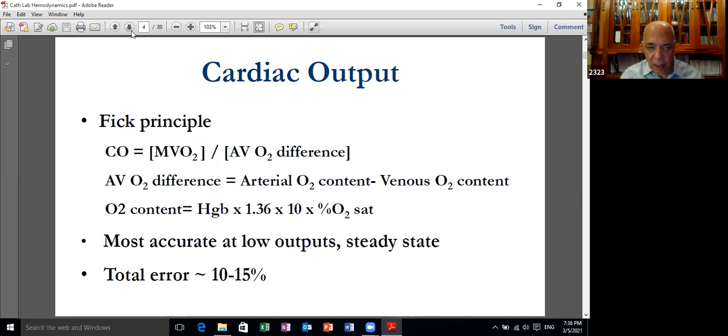So the Fick principle is most accurate when we have conditions with low cardiac output and a steady state. So if you have a large difference between the arteriovenous oxygen content, that's the situation where the Fick principle applies to the best of its utilization. And despite that, we have an error of 10 to 15%. And the reason of this error is that we frequently use the assumed oxygen content, assumed oxygen consumption.